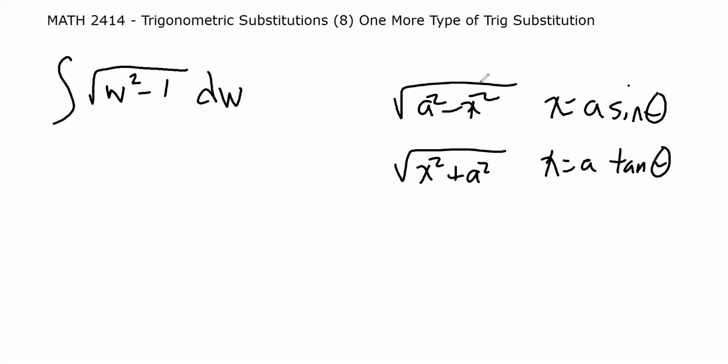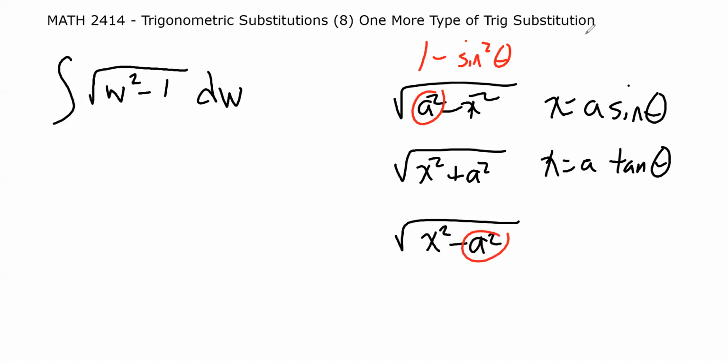But the one bridge we haven't crossed yet is what happens when we are trying to integrate something of the form x squared minus a squared. And you might think it's the same as the top one, but it's not. The reason it's not the same is because the motivation behind the top one was using 1 minus sine squared theta, because our constant was on the left side of the subtraction problem. Here the constant is on the right side of the subtraction problem, not the left side. So we're going to have to use another Pythagorean identity that has a subtraction problem with the constant on the right side of it. What would that be? Well, let's find out.